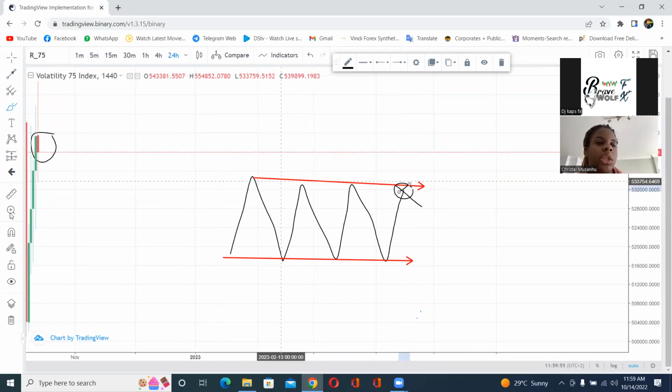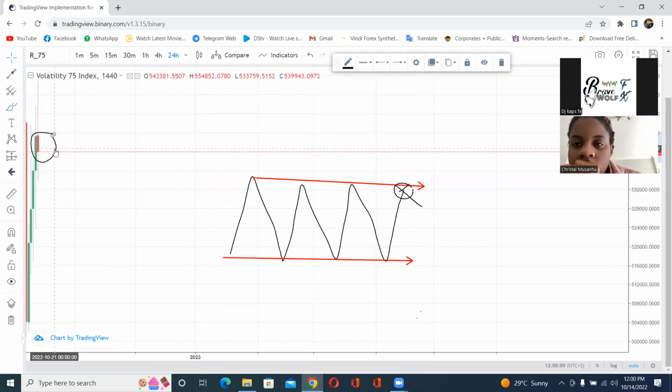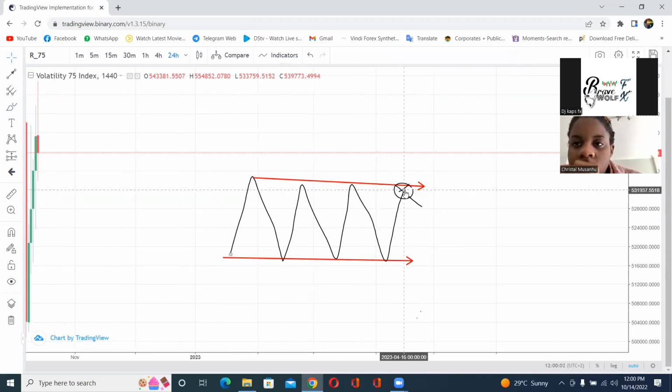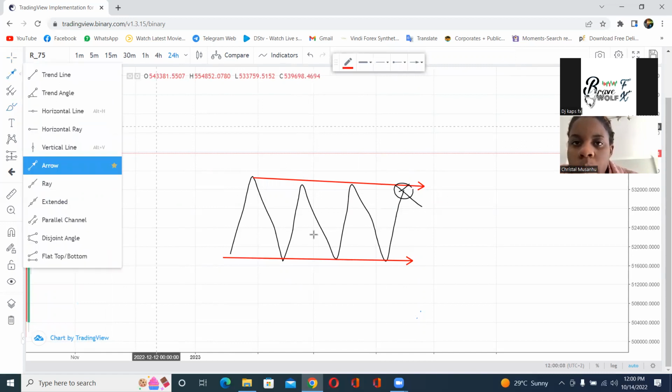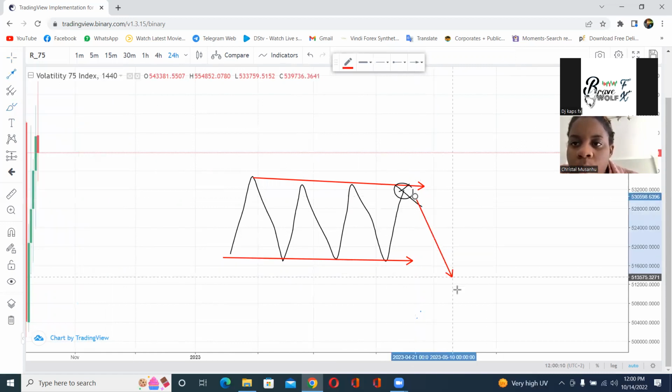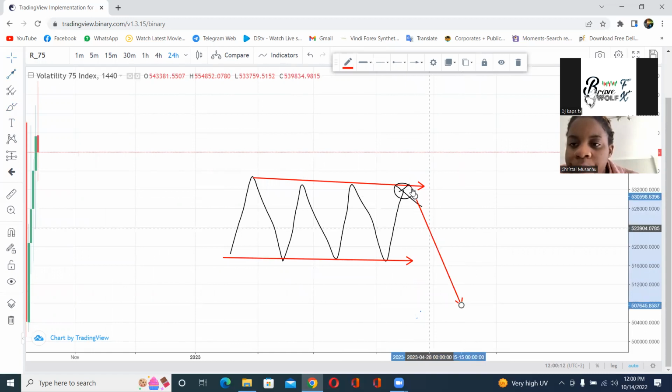So we go to the smaller time frame. When we go to the smaller time frame, we are going to look for the same thing. Agreed, on the bigger time frame we said we're going to take a sell here. So we go into the smaller frame, same thing. We look for the same thing and say we're going to take a trade here.